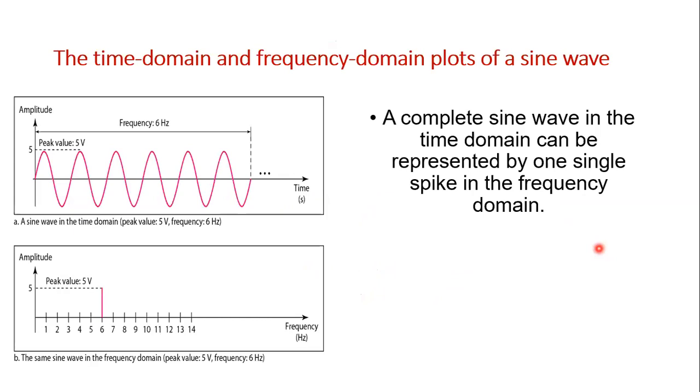And this is the time domain and frequency domain plots of a sine wave. Here is a sine wave in the time domain whose peak value is 5 volts and the frequency is 6 hertz. A complete sine wave in the time domain can be represented by one single spike in the frequency domain, at frequency 6 with peak value 5. This is a discrete value, while the time domain one is continuous.